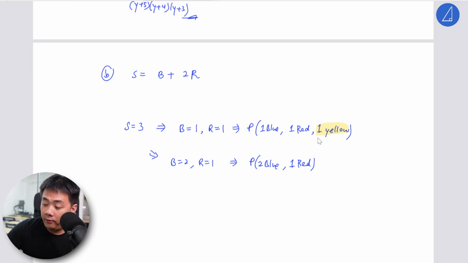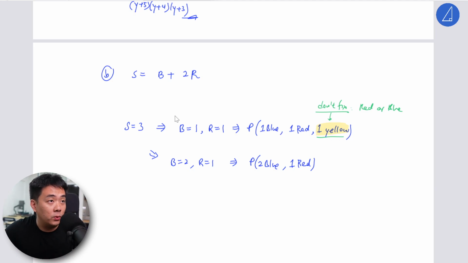Okay? So if you don't fix this, this guy can be red or blue. So you need to fix this color yellow, because yellow will give you a 0, it doesn't add to it. The moment this yellow ball becomes red, then your S will no longer be 3. Likewise, if your yellow ball becomes blue, this will never be 3 also. So that's why you need to fix this here.